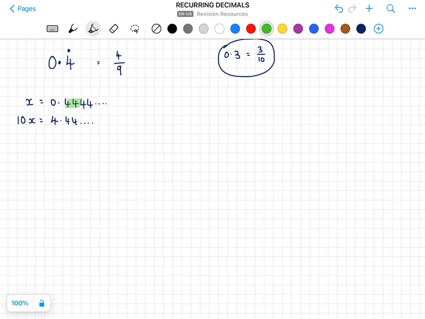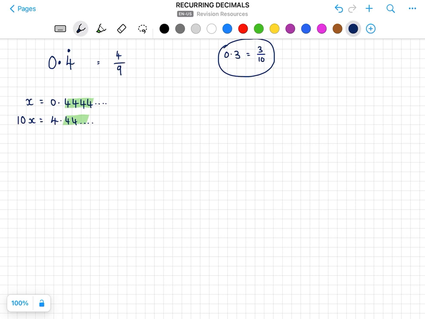What we're looking for is when our recurring decimals match up, so they are identical. So in this case, we are done. They are identical. So that's 10x equals 4.44 recurring, and x equals 0.44 recurring. And we're going to subtract these from each other. 10x minus 1x is 9x, and 4.4 recurring take away 0.4 recurring is 4. Now remember, we are trying to show what x is, so we are trying to get the x on its own, and we divide both sides by 9 to get 4 over 9.